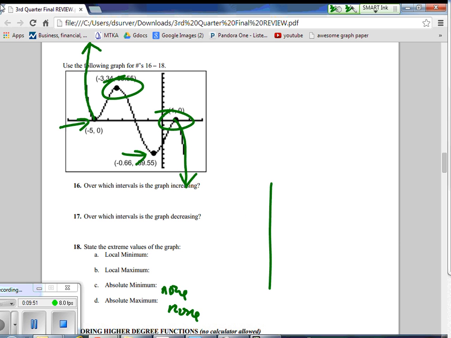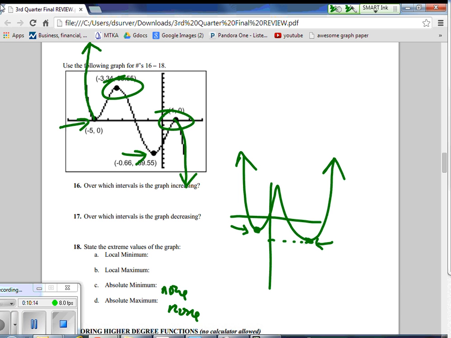If I had a graph that was like this, and it goes up on both ends, then it has no maximum, but it does have a minimum. That spot there is the lowest it ever goes. So its minimum would be at that spot. That's its absolute minimum. This would not be the absolute minimum because this other spot's a little lower, see? So this spot's the absolute min, and this spot's just a local min.